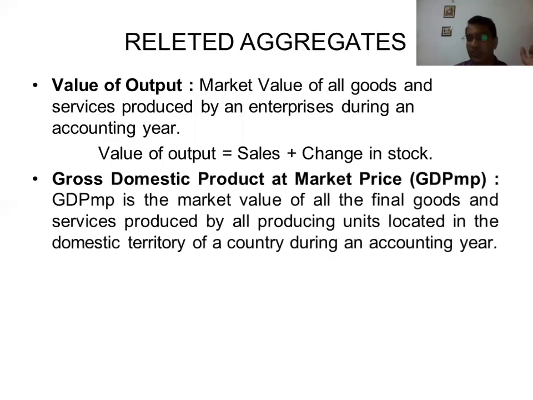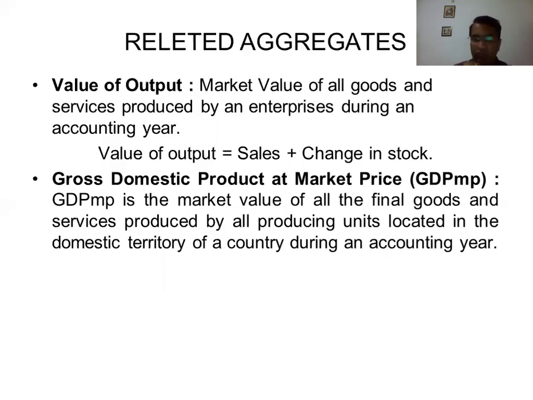The second is gross domestic product at market price, GDP at MP. GDP at MP is the market value of all final goods and services produced by all producing units located in the domestic territory of the country during an accounting year. It is a domestic income, a domestic product, so it is related to the domestic territory. It means it is related to the place. Only the value of final goods we will include, not the intermediate goods. So the value of all final goods and services produced by the producing units located in the domestic territory of a country during an accounting year is called gross domestic product at market price.